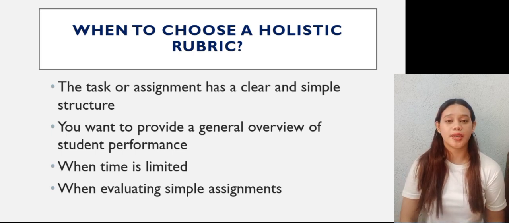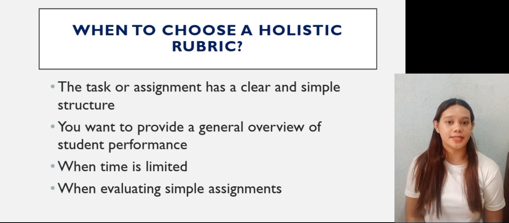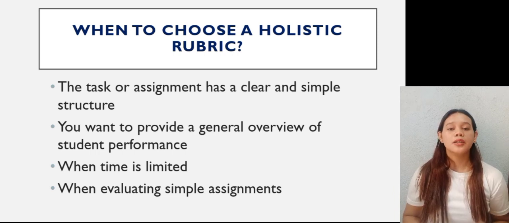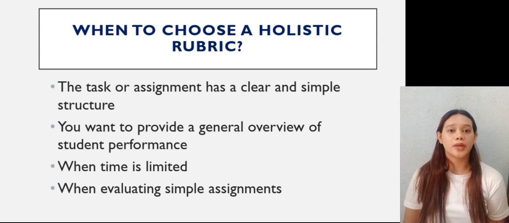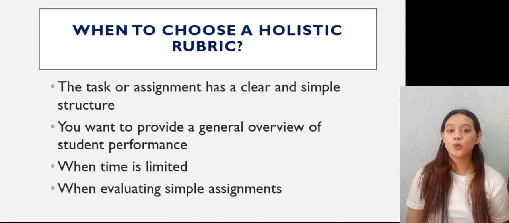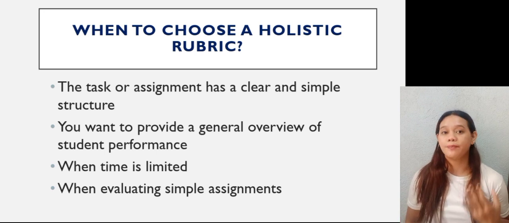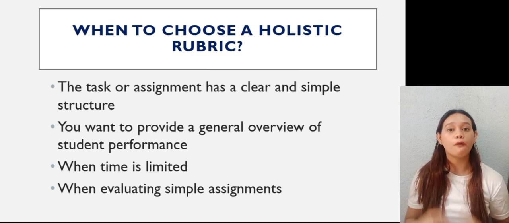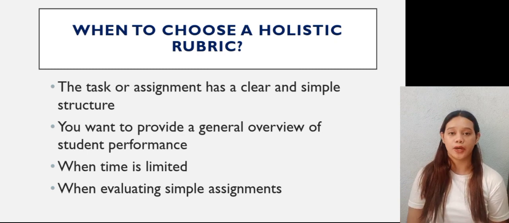You might choose to use a holistic rubric when, first, the task or assignment has a clear and simple structure. Holistic rubrics are well suited for tasks that have a clear and simple structure, such as a single paragraph response or a creative writing piece with a clear prompt. Another is you want to provide a general overview of students' performance. The holistic rubric provides a general overview of a student's performance without breaking down the assessment into separate criteria. This can be helpful when you want to evaluate the overall effectiveness of a student's work.